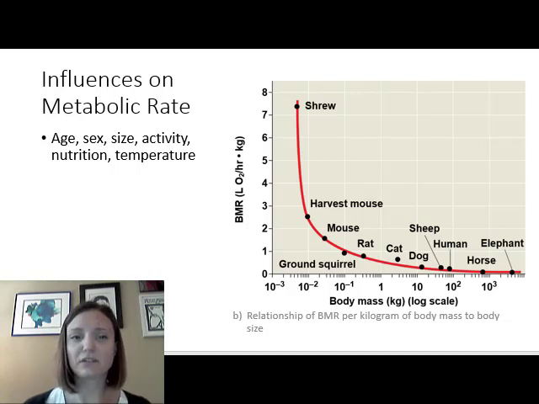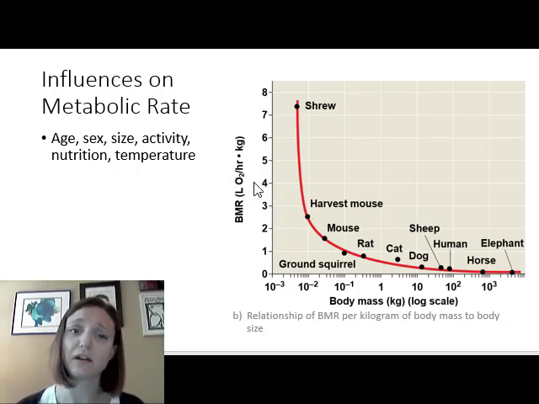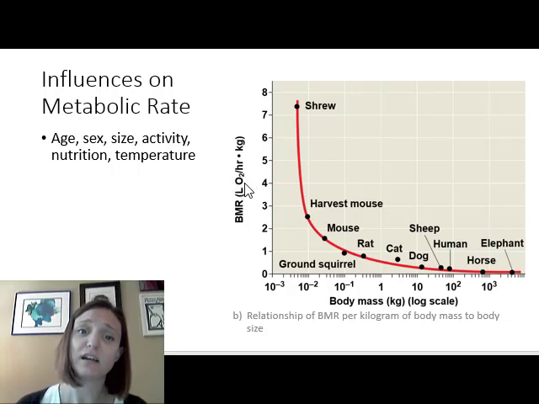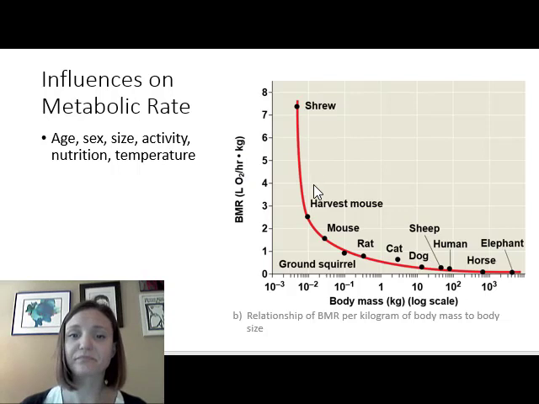So if we look at this graph right here, we have a shrew. A shrew is a small rodent-like mouse thing. And on our y-axis, we have the basal metabolic rate, measured in liters of oxygen used per hour per kilogram. And on the bottom, our x-axis is body mass. Right? So look at this relationship. Shrews have a really high BMR compared to something like an elephant that has a really low BMR.